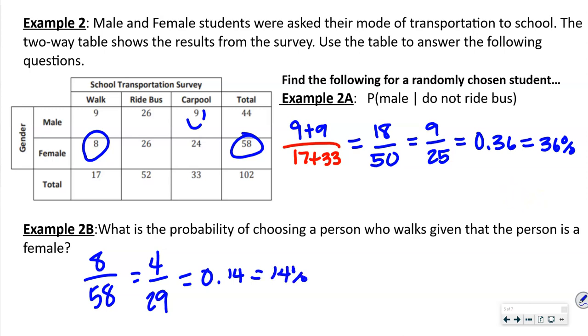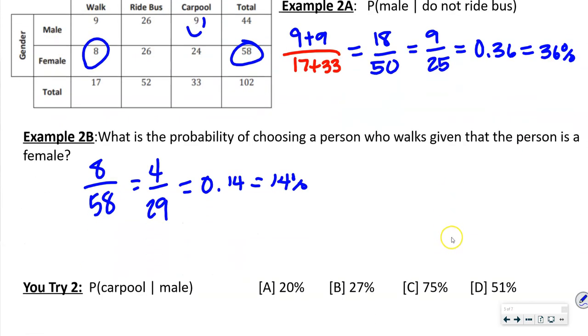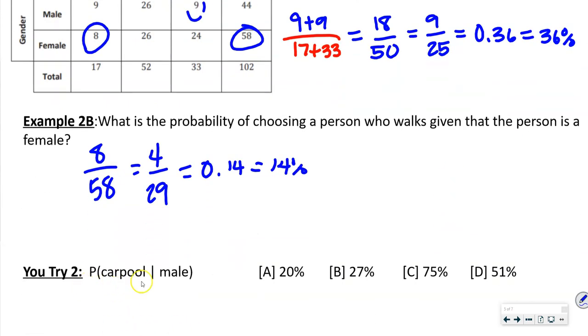So now we've got a U-try here for you guys to do. This one says, what's the probability that someone did carpool given they were male? Okay, let's see if you guys can figure out this one. Pause the video, do it, come back to me when you're done.